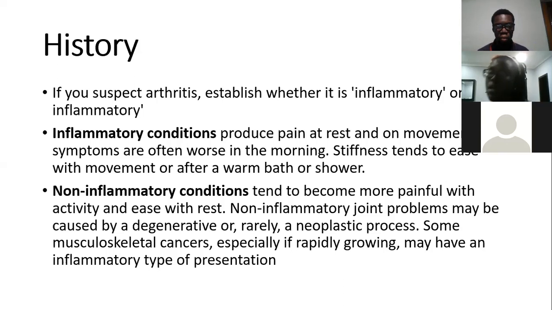So it's very important for you to distinguish between the two. Because, for example, a neoplastic condition like cancer of the bone can give you a non-inflammatory arthritis. So it's very important for you to distinguish between the two from your history, just by asking what causes the pain to be worse. It helps you to understand better.